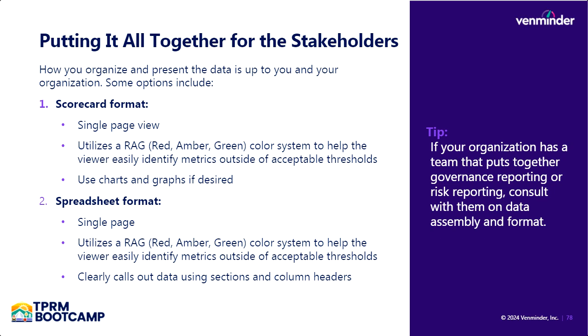Utilize that red, amber, green color system like the stoplight to really help the viewer identify where metrics are outside of acceptable thresholds, right? They clearly show as red. Another way to do it, if you don't want to get that fancy, is to use a single page spreadsheet format. Again, use that red, amber, green color system to help them identify where things are not where they should be, and make sure you clearly call out your data using sections and column headers, bold type, whatever it takes.